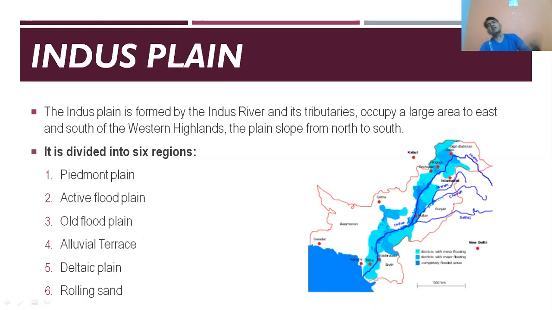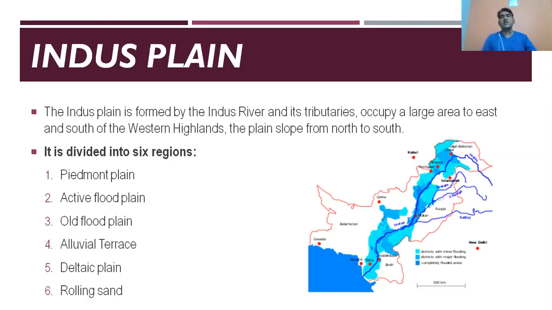Then we have the Indus Plains, also very important. We have talked about the northwest mountainous ranges, the Western Highlands, the Balochistan Plateau, and now the middle part of Pakistan, which starts from north to south. At the foothills of the Himalayas, the Indus Plain starts. The Indus Plain is formed by the Indus River and its tributaries. The Indus River starts its journey from Mansarovar Lake, from the Kailash Valley, and finally meets the Arabian Sea in the south of Pakistan.